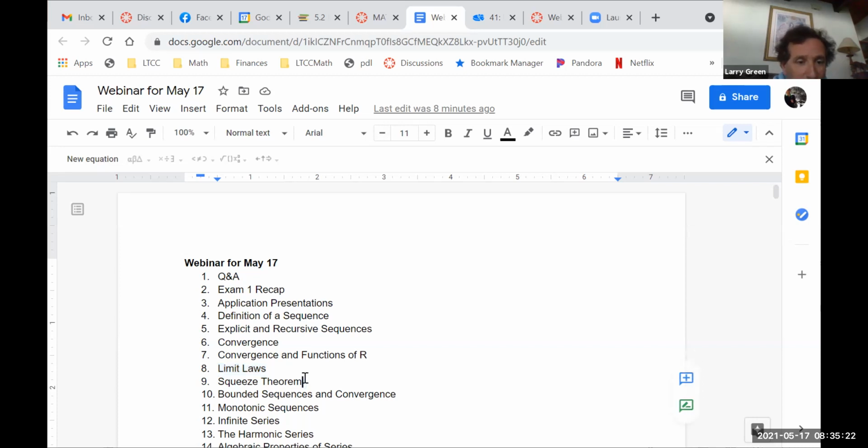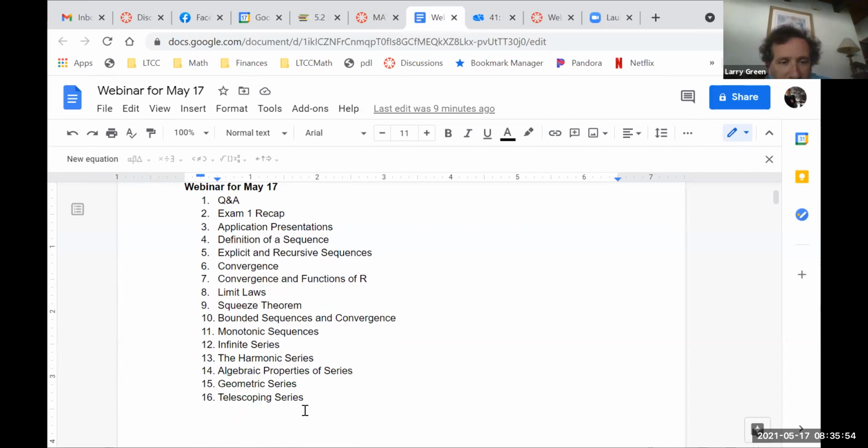Then we'll talk about the squeeze theorem, which you had in second quarter calculus for a moment. Again, it was a brief moment. You probably didn't even have any exercises on it. It was just gone over for a short time. And now we'll talk about it with sequences. Then we'll talk about what it means for a sequence to be bounded, and we'll talk about convergence with bounded sequences. Then we'll talk about monotonic sequences.